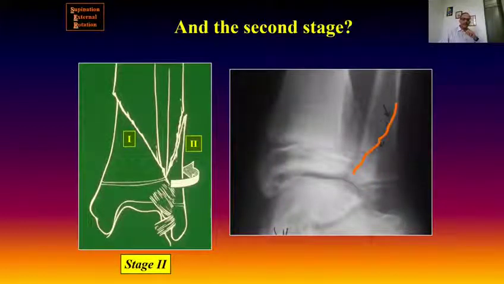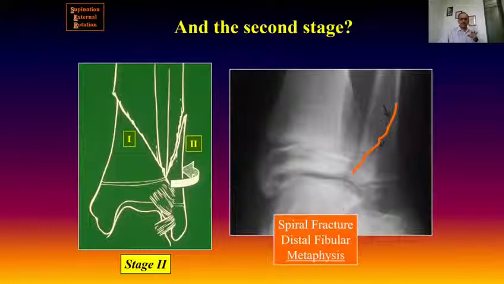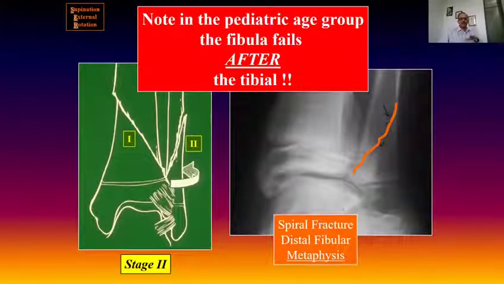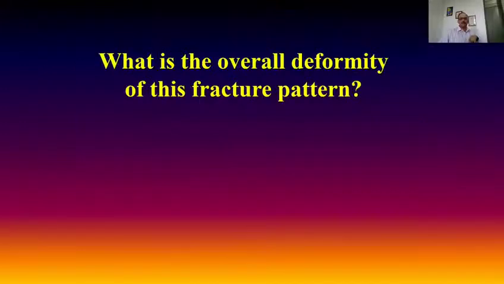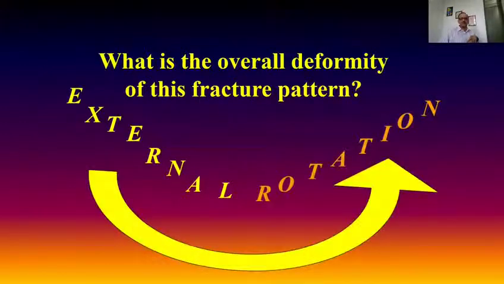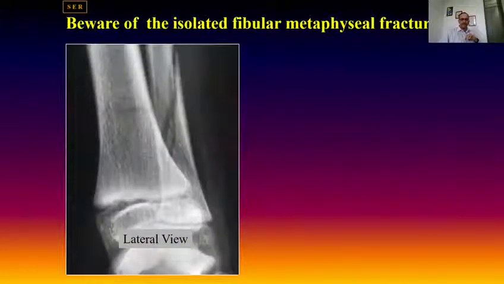This is a long spiral fracture and the leg is in external rotation. It's a metaphyseal fracture going across, and it's a spiral fracture. It's not comminuted. Note in the pediatric age group, the fibula always fails after the tibia. What is the deformity? It's external rotation. So look at the leg. Is it lying in external rotation?